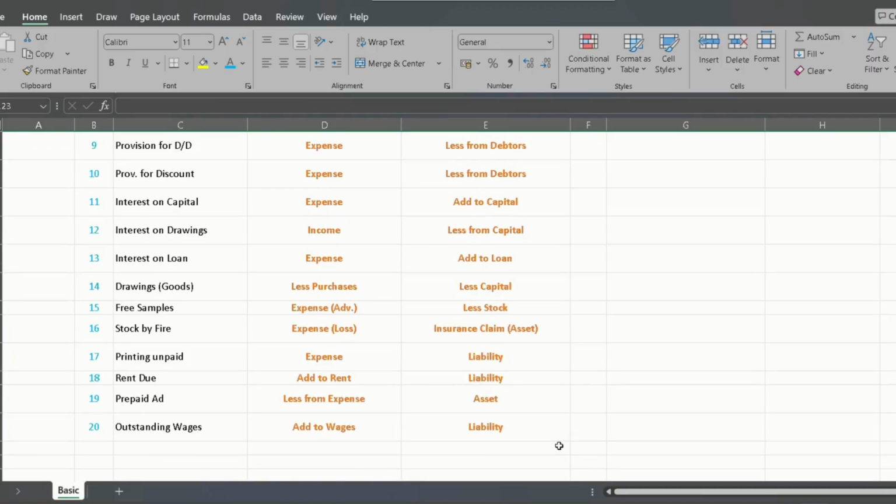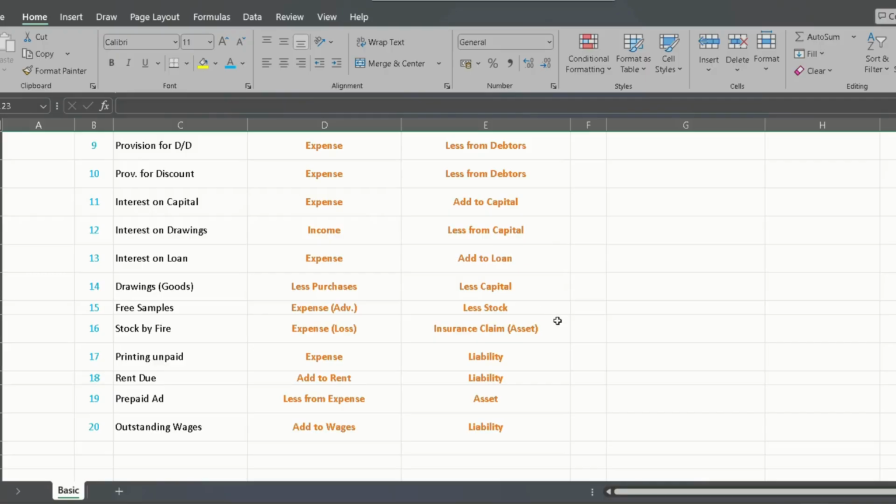Interest on capital. Debit side of profit and loss account and add to capital in liability side. Interest on drawing. Credit side in profit and loss account, less from capital in liability side. Interest on loan rupees 400. Loan included in creditors. So debit side in profit and loss account, add to creditors in liability side. Drawing goods: less from purchases in trading account and also less from capital in liability side.